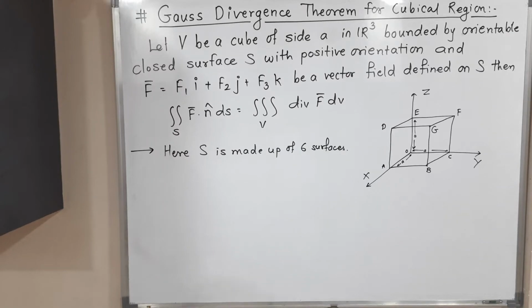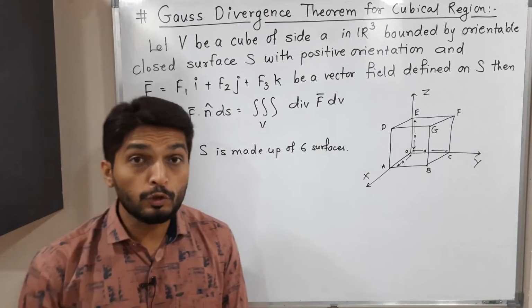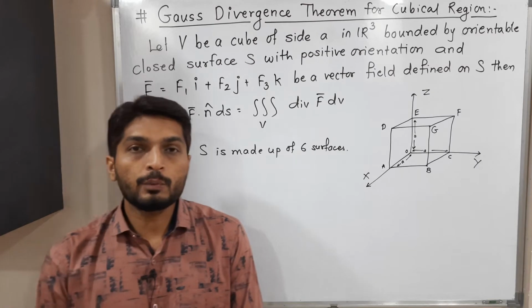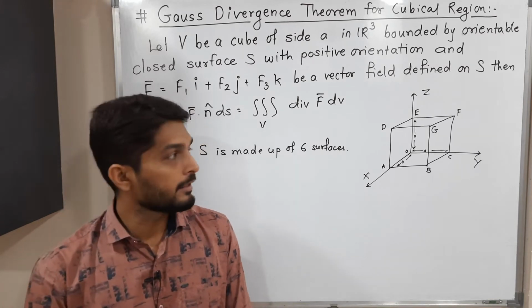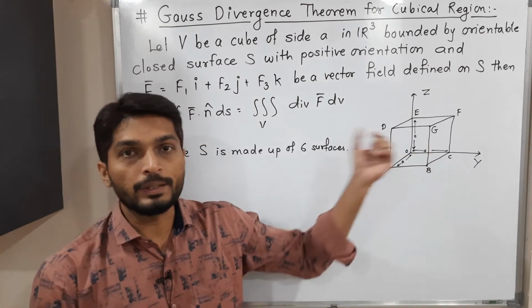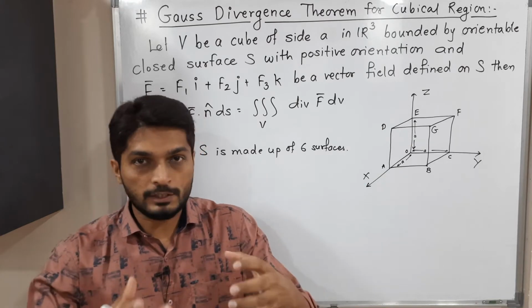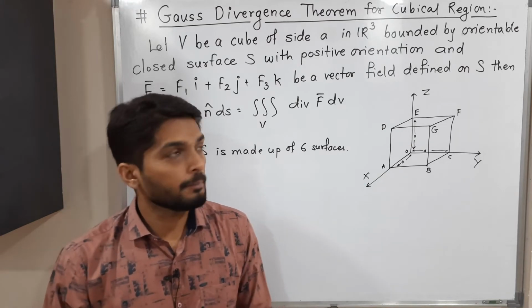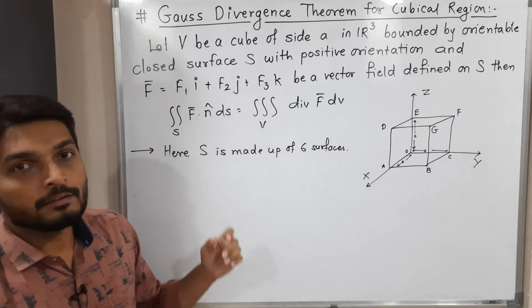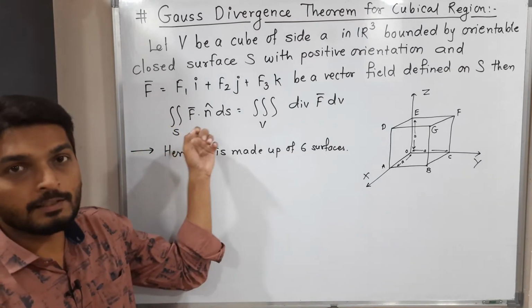Hi everyone, let us discuss Gauss Divergence Theorem for a cubical region. Here we have a cube of side A. You can easily see this cube, and F is a vector field which is defined on the surfaces of that cube. And we have to prove that the value of this surface integral is equal to the value of this volume integral.